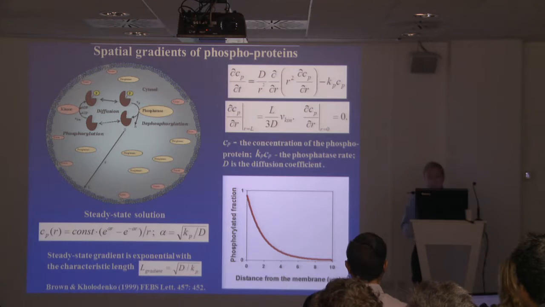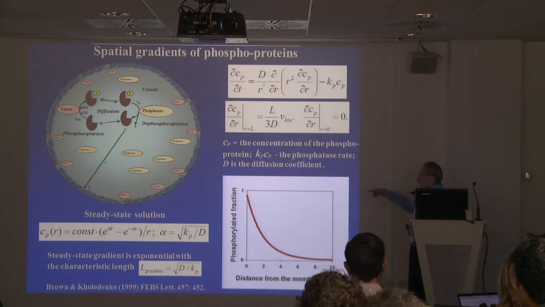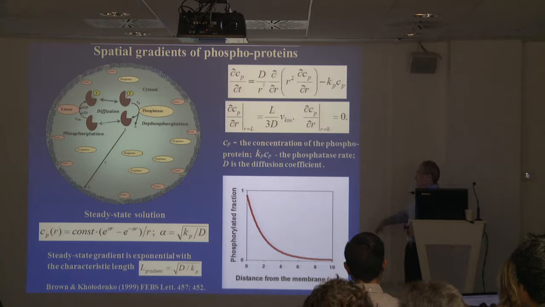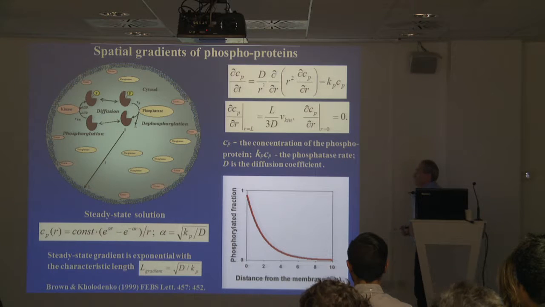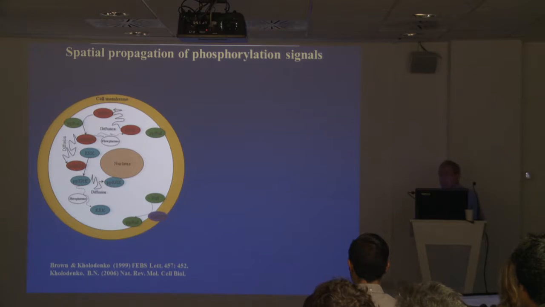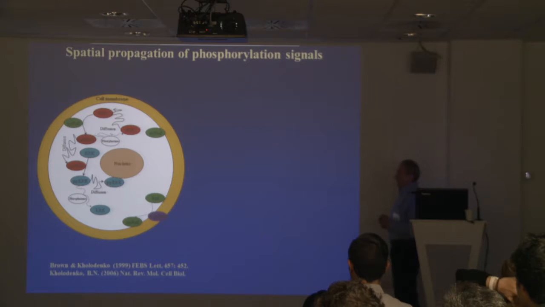And what you see here is 20-year-old work, when we found that there should be extremely steep gradients of phosphorylation from the cell membrane towards the cell interior and the nucleus. And this is a steady state solution which is analytical for the case of linear phosphatase. And how then can we propagate signals if the signals decay so rapidly? And this is why you see these cascades.